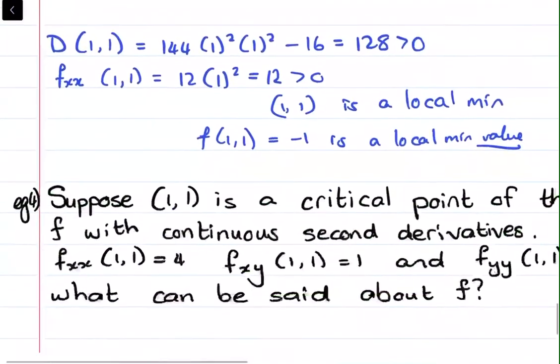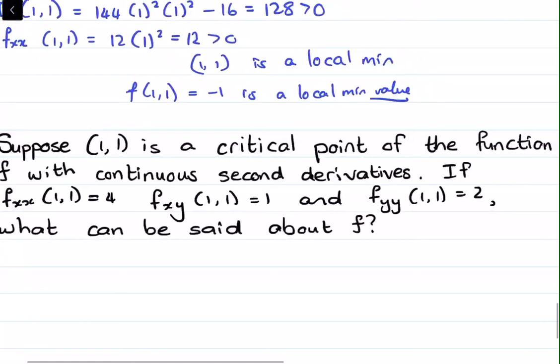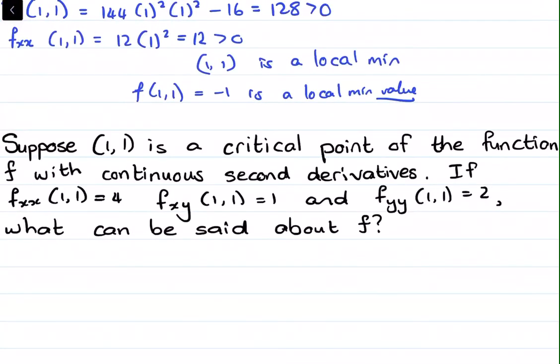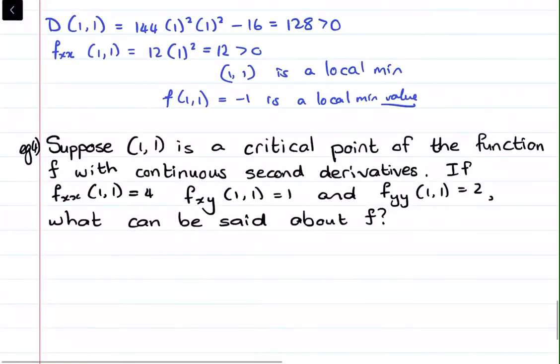Right. And then the last one: suppose 1, 1 is a critical point of the function f with continuous second derivatives. If fxx, fxy, and fyy are those given values, what can be said about f? You know that these are my type of questions that I like asking. So this one I'm testing your understanding. So what do we do here?